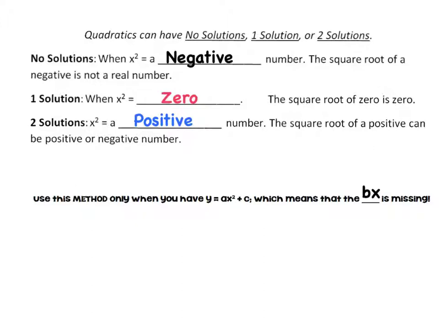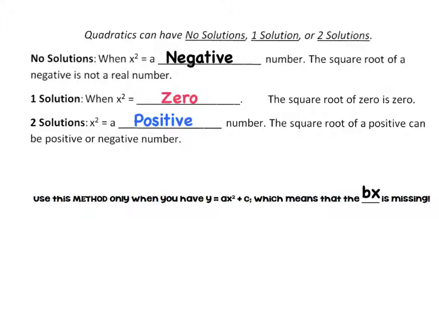Quadratics can have either no solutions, one solution, or two solutions. To get no solution, it's when your x squared equals a negative number, because remember, the square root of a negative number is not a real number. That's something you'll learn more in Algebra 2. To get one solution, you'll have x squared equals 0, because the square root of 0 is always 0. You can end up with two solutions when your x squared equals a positive number, since the square root of a positive can be either the positive or the negative number.